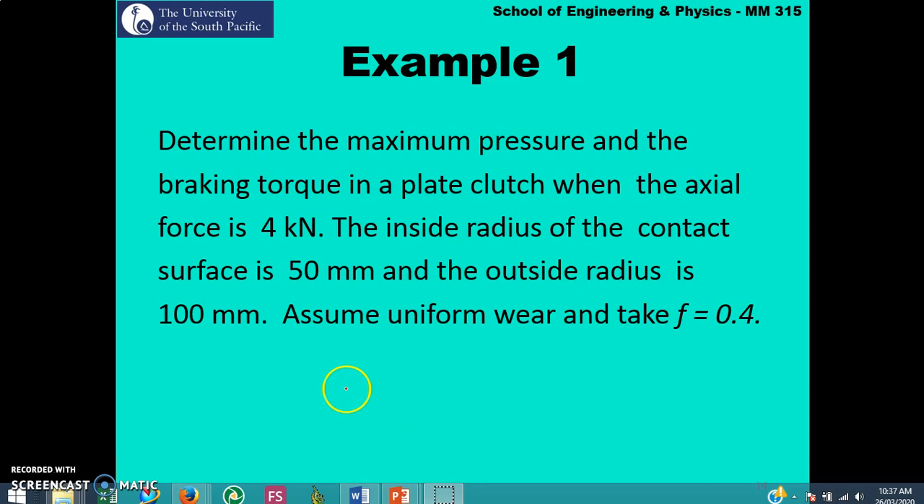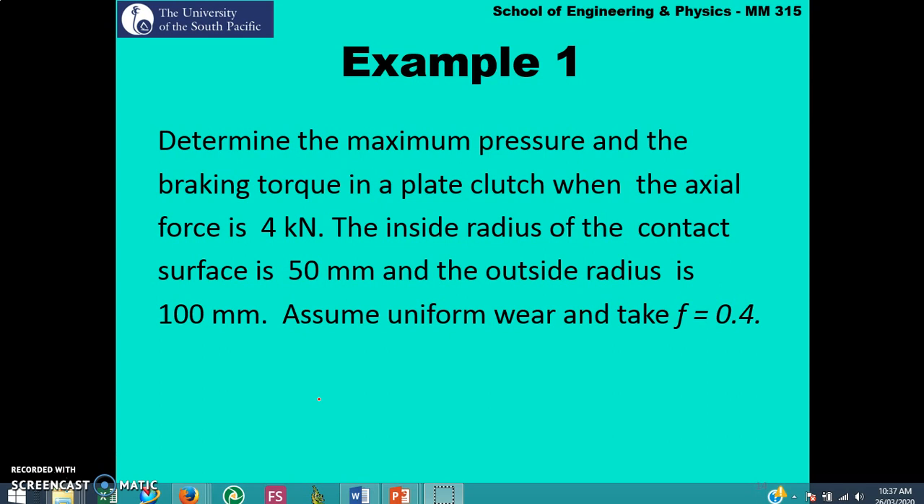Let's continue from the previous class. So let's look at example 1. You have to determine the maximum pressure as well as the braking torque. The axial force is given as 4 kN. The inside radius is given as 50 mm and the outside radius is given as 100 mm.